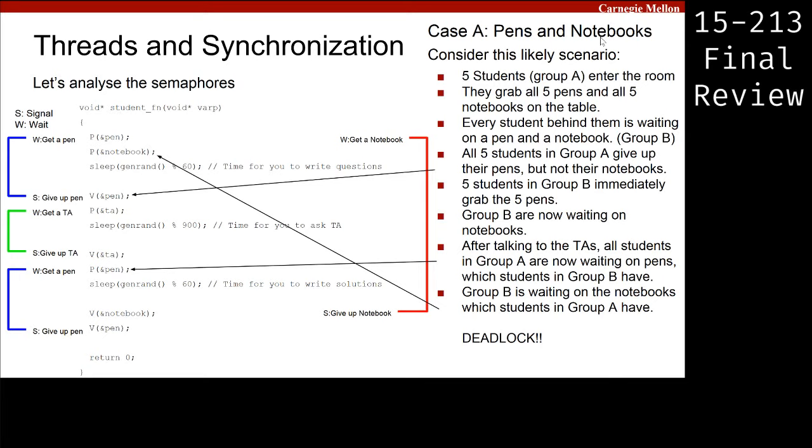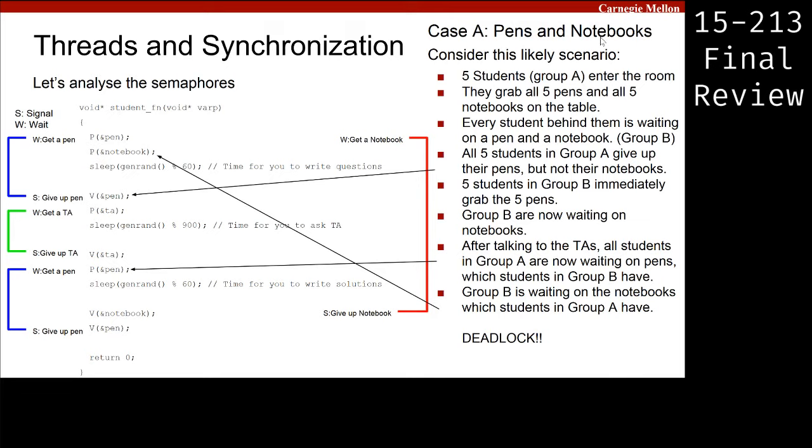Now, after talking to the TA, they need the pen to write something on the paper again, right? So now they cannot get the pen because the other 5 students have taken it, and those 5 students who have taken the pens are waiting on the notebook, which these 5 people hold. So they are kind of waiting on each other, and no one can move forward. Does this make sense to everybody?